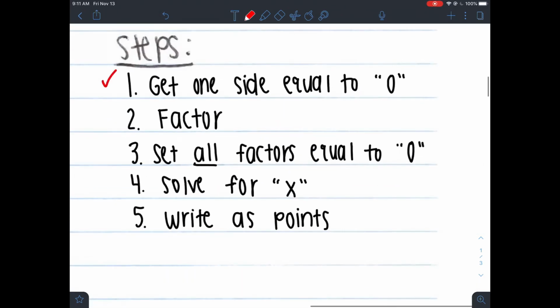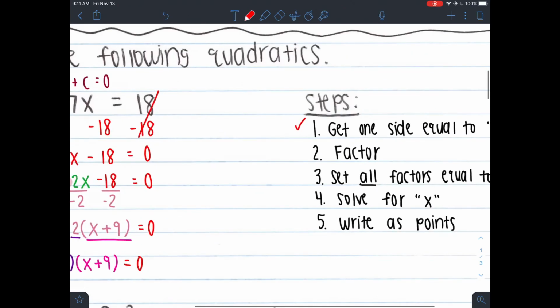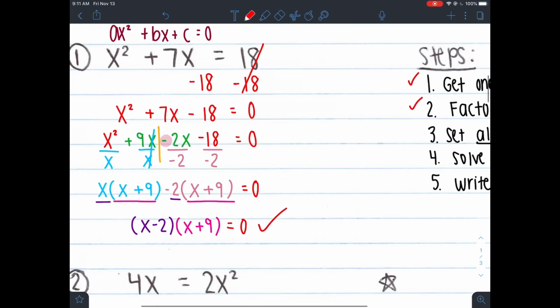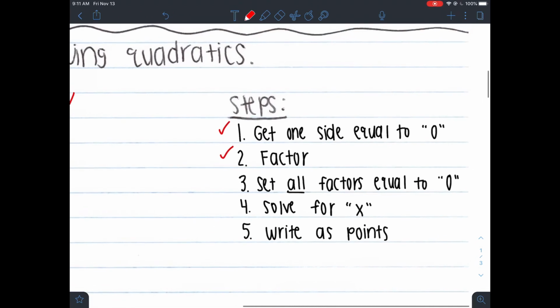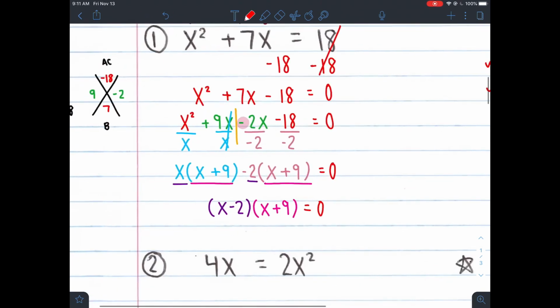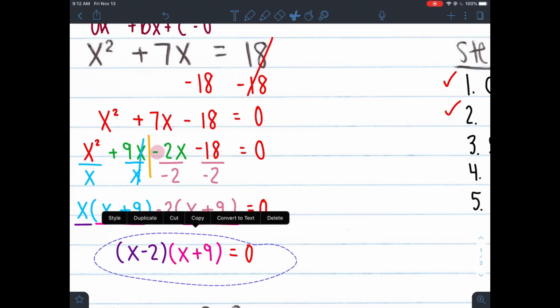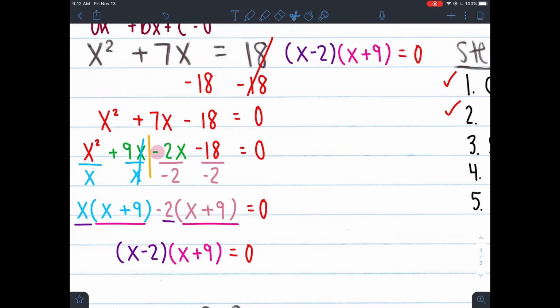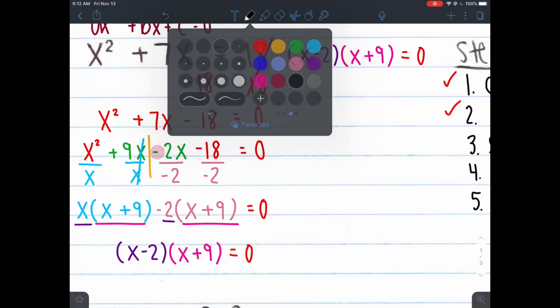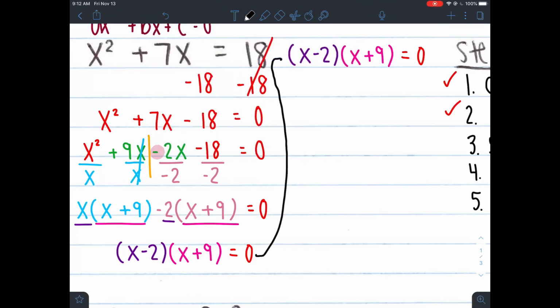So we did the first step. We got one side equal to 0. Then we factored, right? We factored here. That's our step here. Then it says set all factors equal to 0. So I'm going to move this up here to this line up here because I ran out of room. So I'm going to paste here. I'm just going to draw an arrow stating that I'm continuing on.